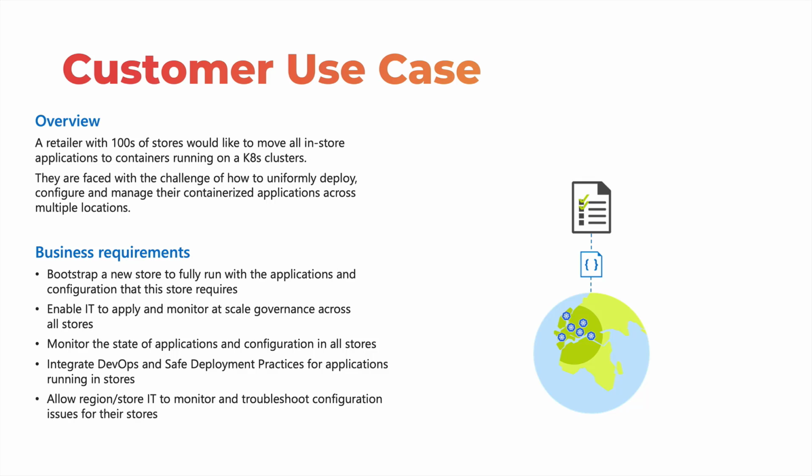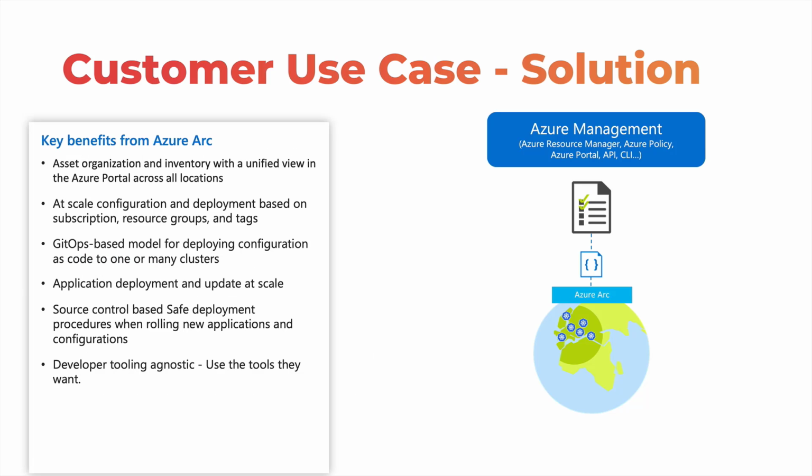That is only possible when we register all these Kubernetes clusters with a management plane, with a control plane that is capable of deploying applications at scale and also deploying policies and security best practices. And obviously, the Azure Arc control plane is ideal for this kind of scenario. So, based on the business requirements, Azure Arc enabled Kubernetes clusters can actually deliver all these capabilities.